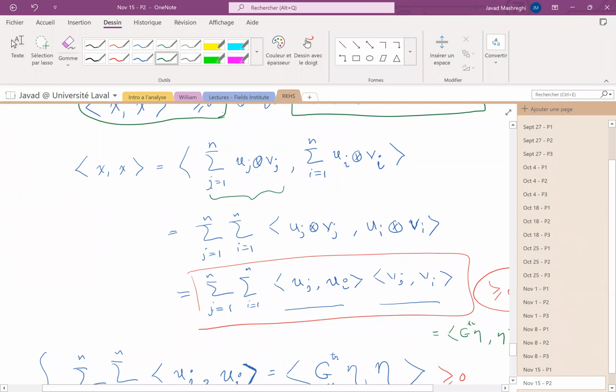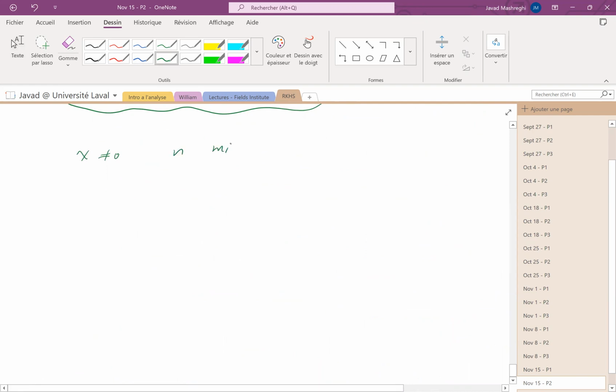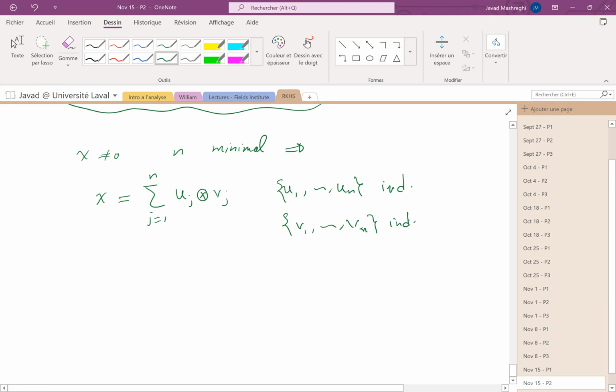You remember we had before the break, there is a representation in which n is minimal. And when n is minimal, the uj's are independent and the vj's are independent. I use it here. So I use n minimal, which implies that u1 up to un are independent, and the same for v1 up to vn. We had this before. Consequently, when they are independent, G, the Gramian of u, will be strictly positive, and the same for the Gramian of v, strictly positive.